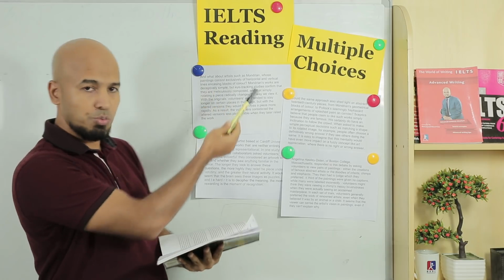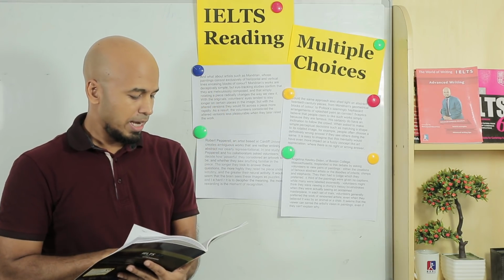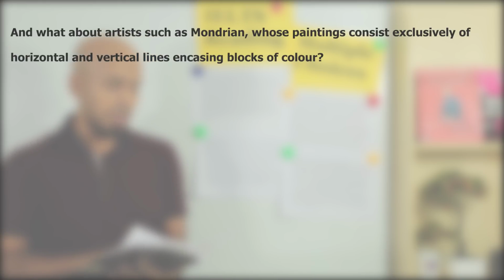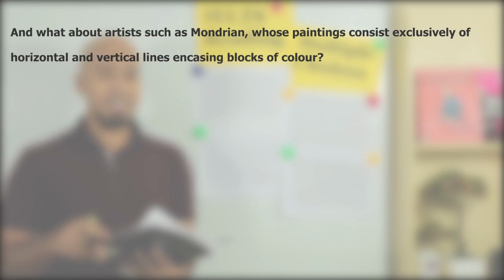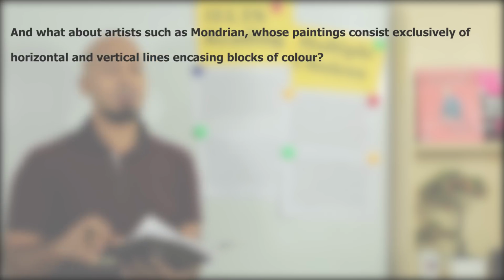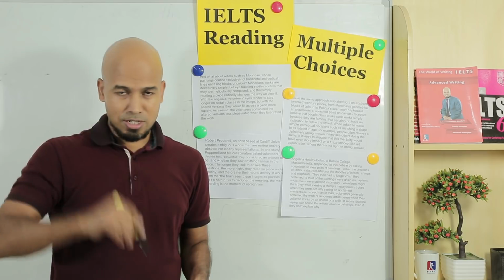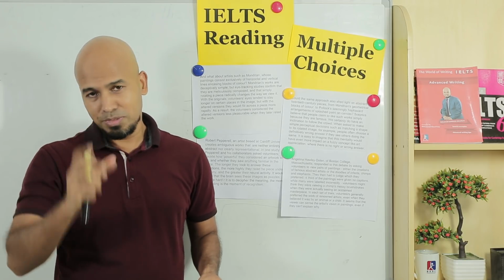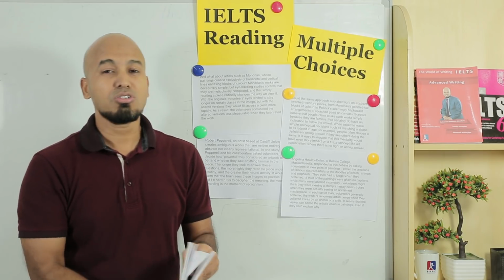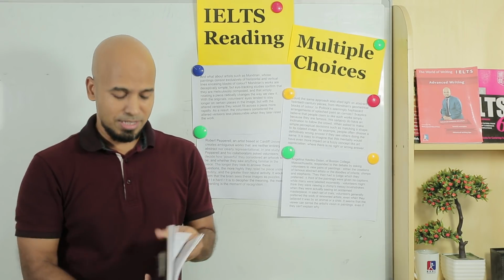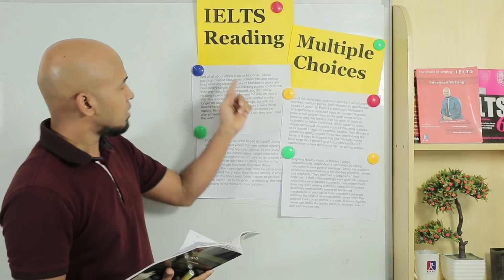If we read the first one, it said, and what about artists such as Mondrian, whose paintings consist exclusively of horizontal and vertical lines encasing blocks of colors? So it's horizontal lines and then vertical lines encasing blocks of colors. You find many blocks of colors. It starts with a question.